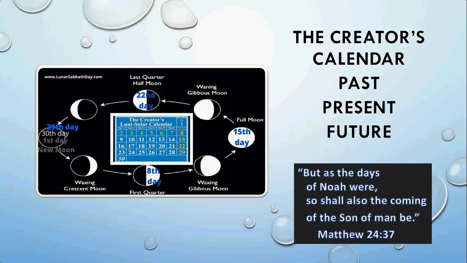Now, the Creator's calendar has been in the past, and it's in the present. It's still in the heavens, isn't it? The moon still rises, and the quarter phases show when the Sabbaths are. And also, the Creator's calendar is going to be in the future. But as for the days of Noah were, so shall also the coming of the Son of Man be. Matthew 24:37. And I know you relate that to the wickedness of the earth, how it is right now, as in the times of Noah. But also, it's possible that it could be speaking of the calendar that Noah used will also be used at the time of the coming of the Son of Man.